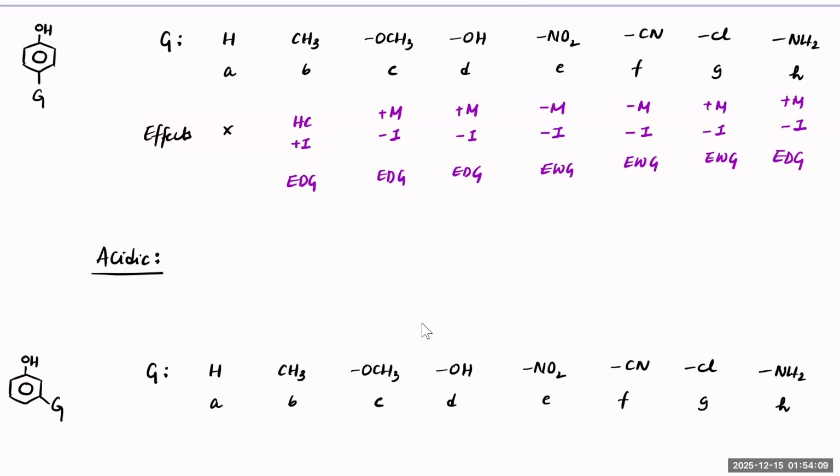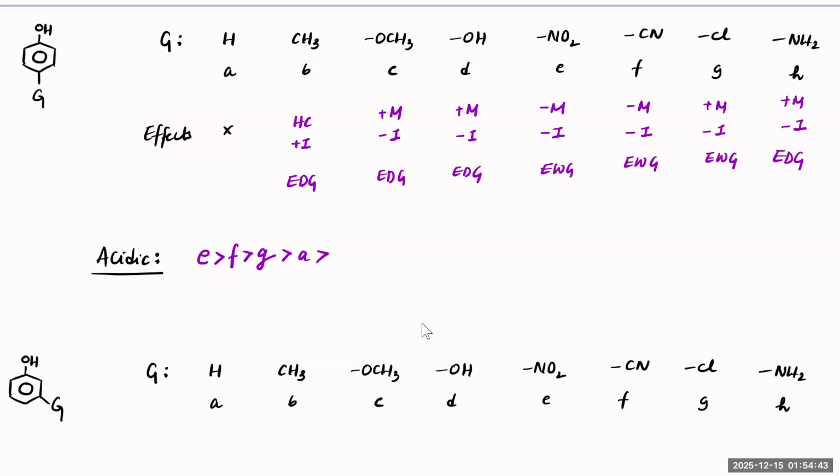Now you need to check the acidic strength. Withdrawing groups will help. So which are the withdrawing groups? These three. These three should always come first. Within that, we know that NO2 has a very high amount of minus I nature compared to cyanide or chloride. Therefore, you can see E is greater than F is greater than G. Then comes hydrogen, which is A, because I mentioned hydrogen as A.